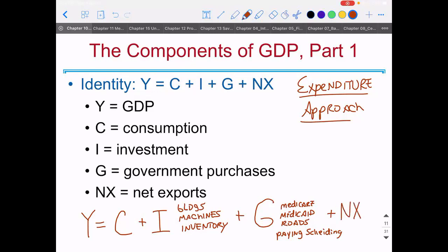Plus net exports, which is equal to what we sell to the rest of the world, what we export, minus what we buy from the rest of the world, the imports. Now, I'm sure the next few slides are going to explain each of these, but at least this gives you an overview of what's in each of these components. Let's start looking at the first.